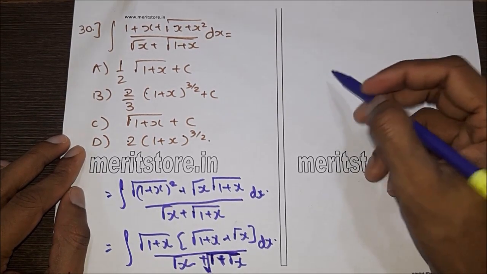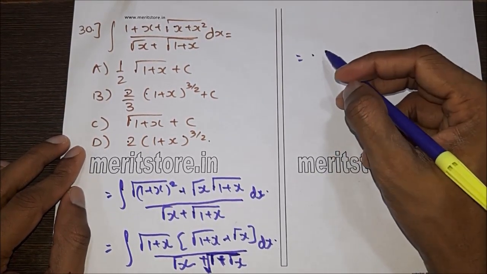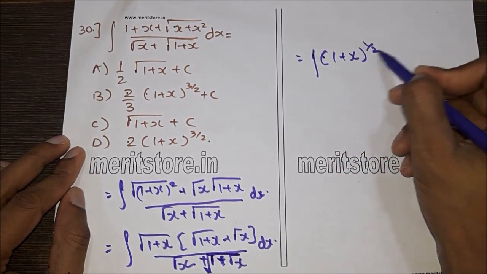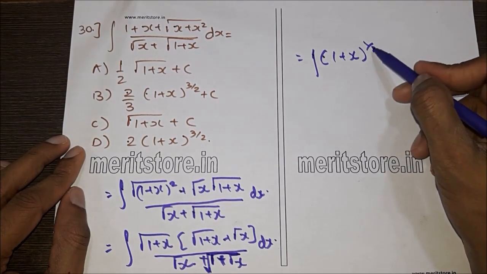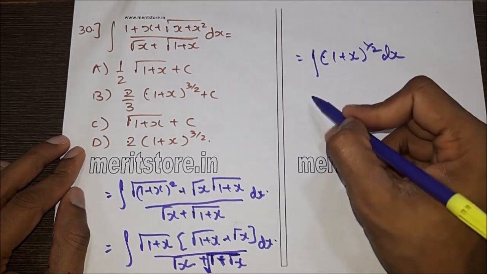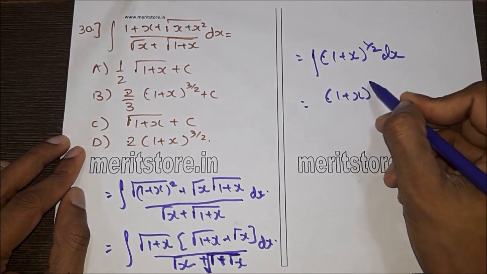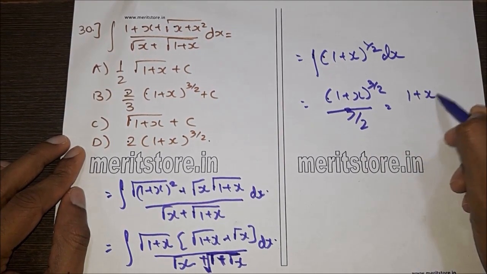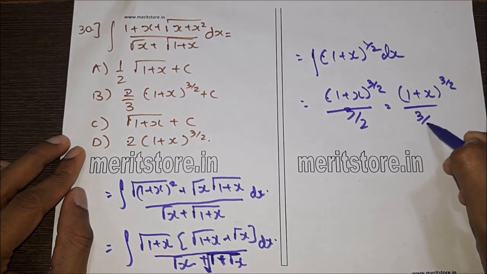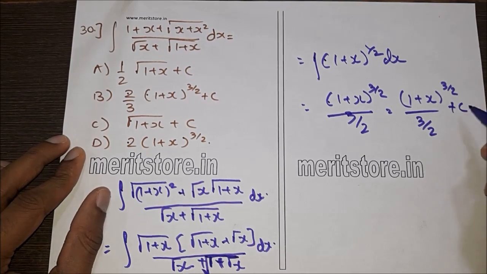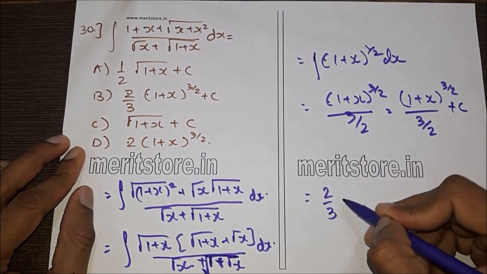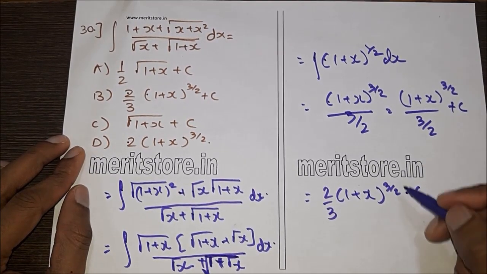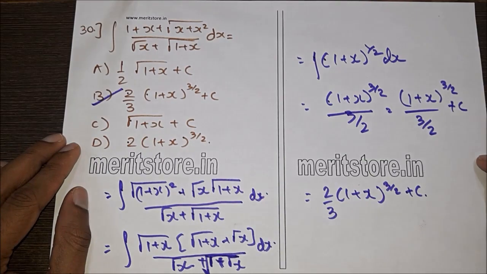Therefore, we can write the integral part as (1 plus x) raised to half dx. Integrating, we get (1 plus x) raised to 3 by 2 upon 3 by 2 plus c. Therefore, the final answer we get is 2 by 3 (1 plus x) raised to 3 by 2 plus c, which matches with option B. Therefore, option B is the correct answer.